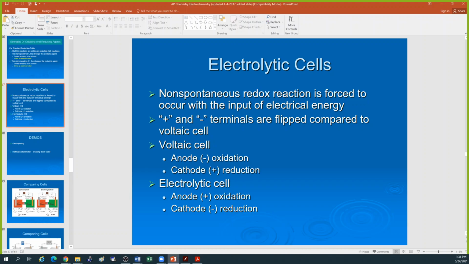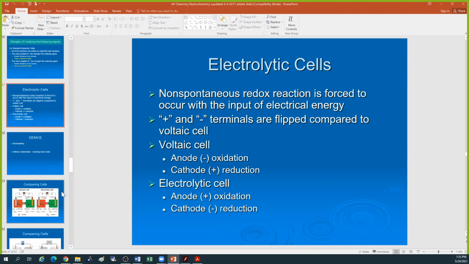A couple important things to note is that the terminals of an electrolytic cell, in terms of the positive and negative, are flipped. Just to compare, in voltaic cells, the anode was negative and the cathode was positive. What's still always true in all cells, whether they're voltaic or electrolytic, is that the anode is still where the oxidation happens and the cathode is still where the reduction happens. So that's still true in both cases. An ox, red cat, just to help you remember that.